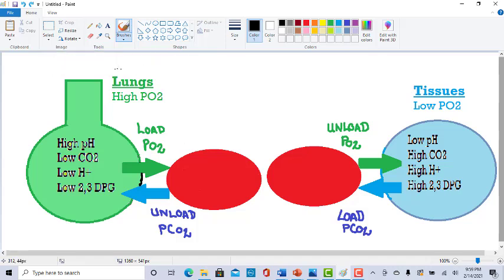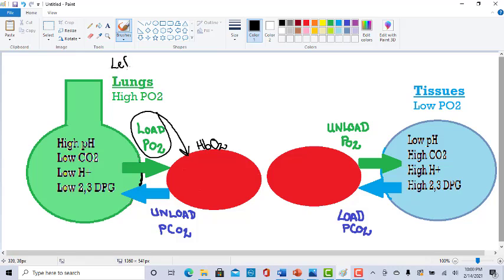So I just want to draw your attention to a couple of things. Over here I have the lungs, and I'm emphasizing this high pressure of oxygen in the lungs. The reason why I want to emphasize that it's a high level of oxygen here is because this is where we're going to be loading the oxygen. We're going to be loading it onto the hemoglobin, and we're going to make oxyhemoglobin.